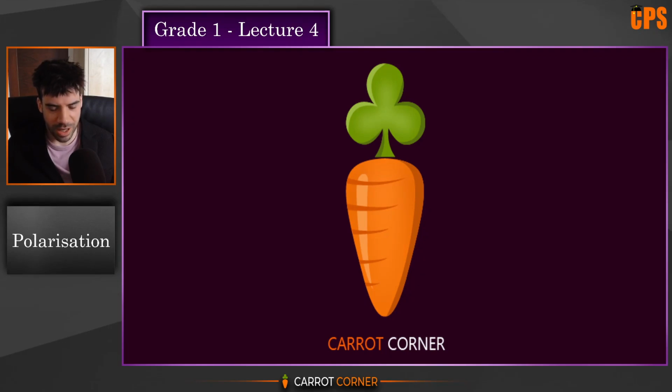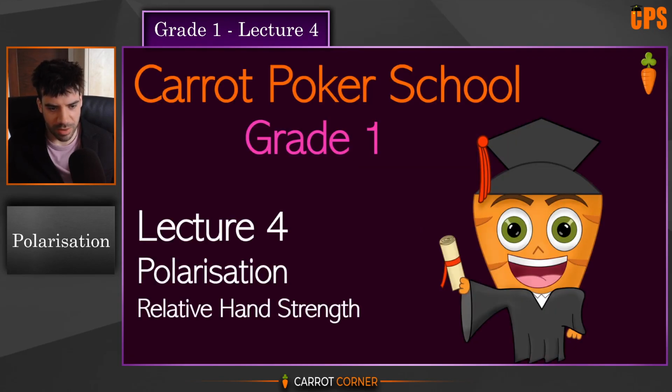This is Grade 1, Lecture 4, and today's topic is going to be polarization. But not just that, we're also going to be discussing how relative hand strength changes based on polarization, and touching on something really important in poker, which is that your relative hand strength is actually sensitive to loads of different factors and is liable to be completely different in one spot to another based on things like board texture, the action sequence, the positional configuration, and more.